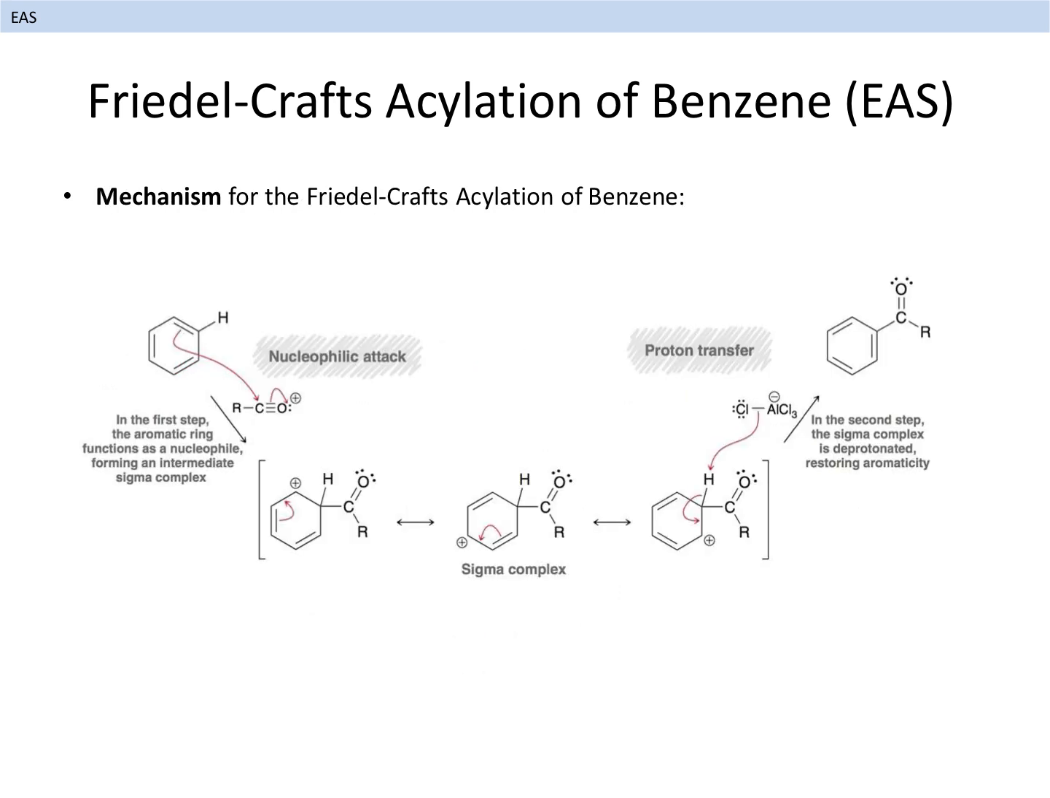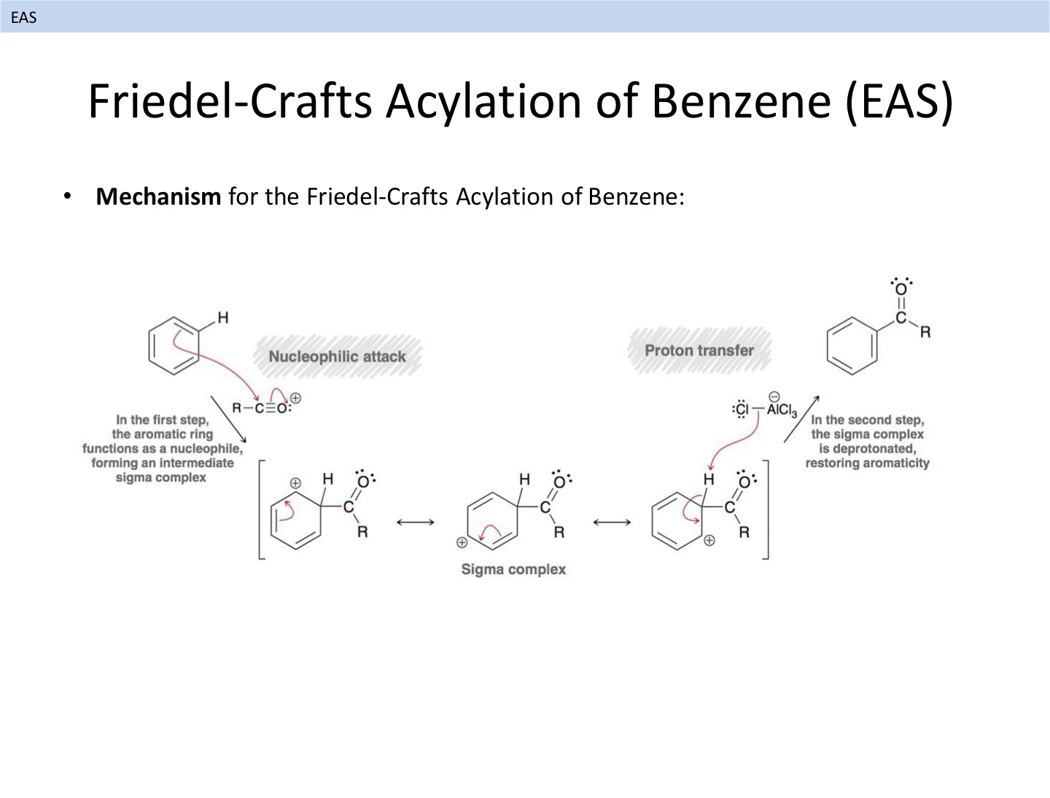The second part of the mechanism begins with a nucleophilic attack by benzene. In the first step, the electron-rich benzene ring acts as a nucleophile and attacks the acylium ion, which was generated from the reaction of an acyl chloride with aluminum chloride. During this step, the aromaticity of the benzene ring is temporarily disrupted, as it forms a new bond with the acylium ion.